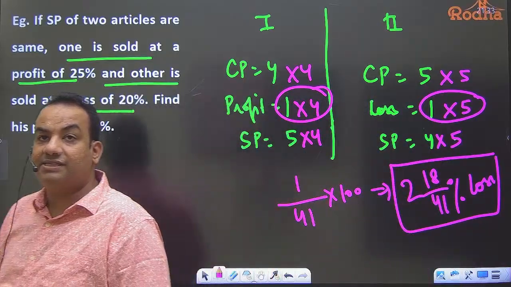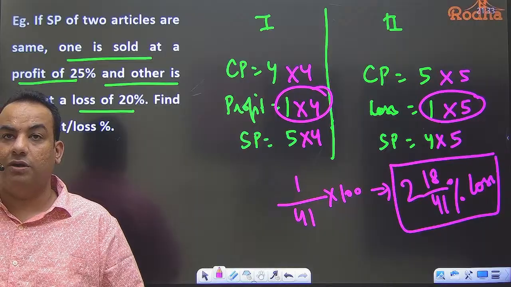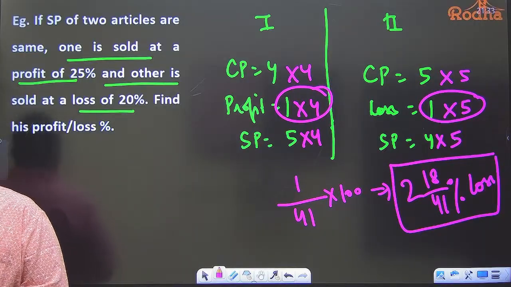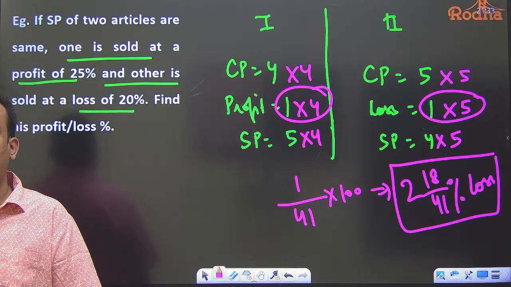Vijay, your answer is correct. Jigra, your answer is wrong. Abhishek Pathak, your answer is wrong. Brain drop, your answer is wrong. Only one student has given the correct answer. That is 218 by 41% loss. Vijay Rawat.